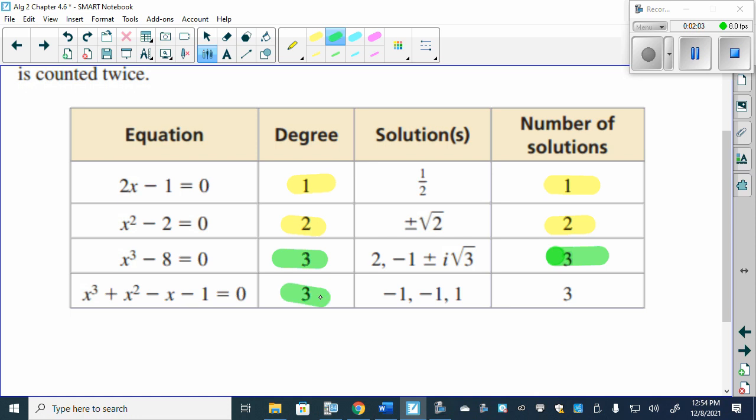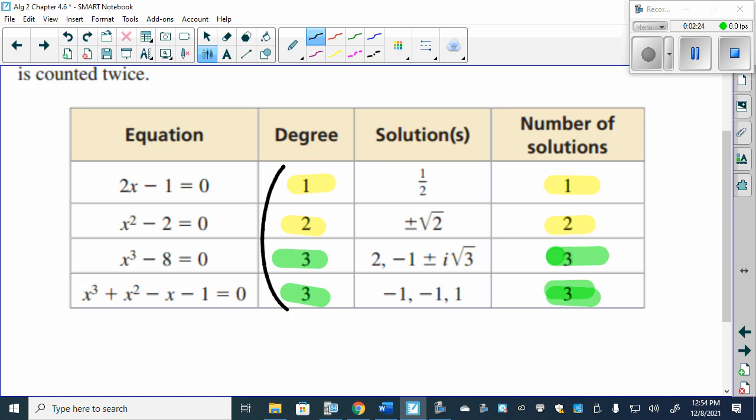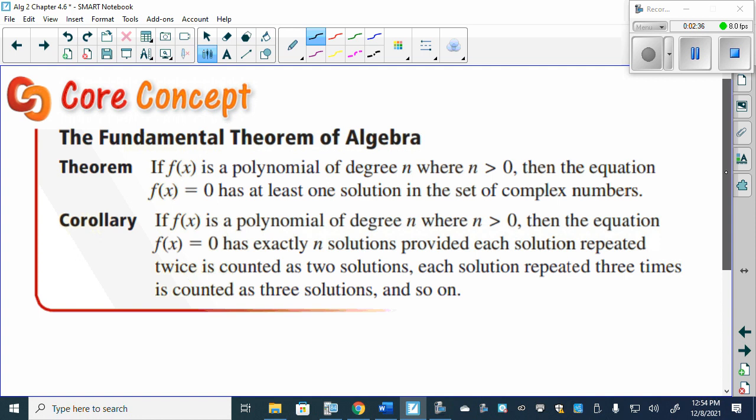And our last one, x cubed plus x squared minus x minus 1 equals 0, is a degree 3, which has solutions of negative 1 and 1, and if we count the repeated term, and we will, that gives us a total of 3 solutions. Now, if we notice this, the degree of the polynomial function and the number of solutions are the exact same. And that really is what part of the fundamental theorem of algebra states.